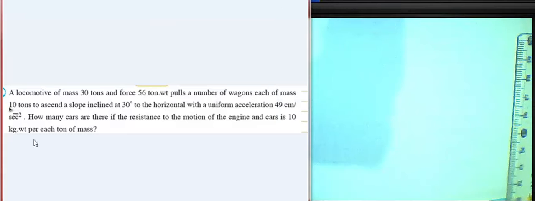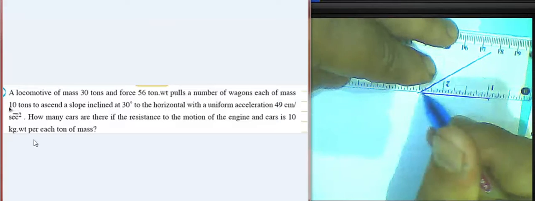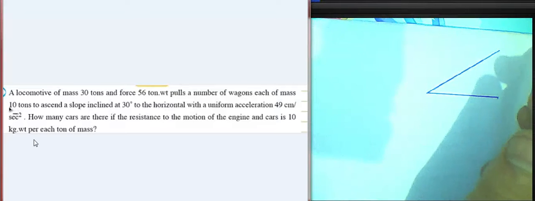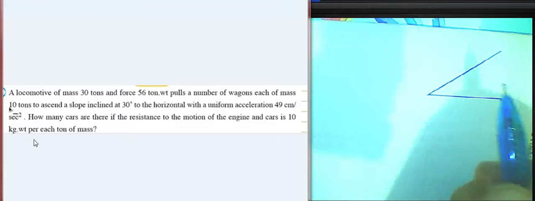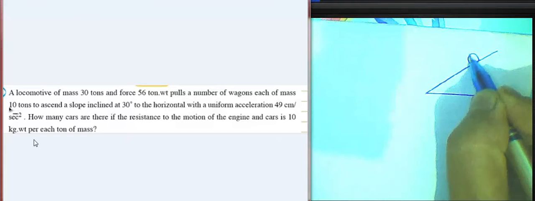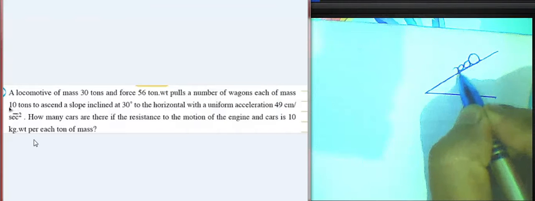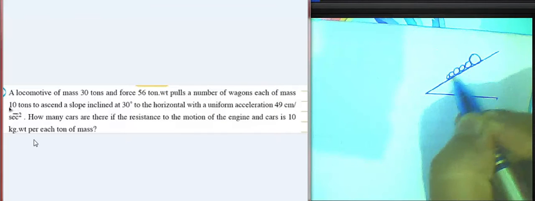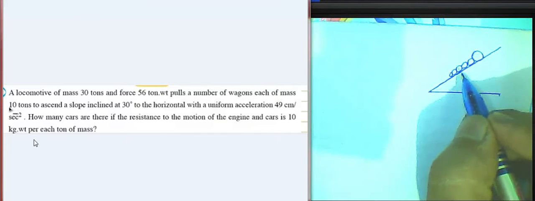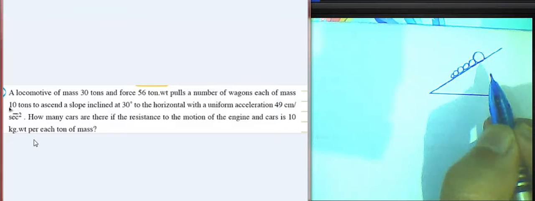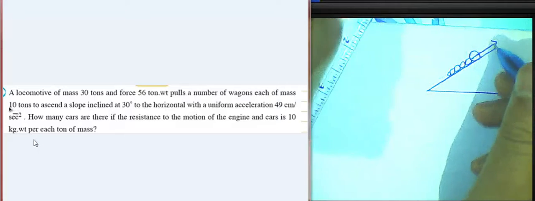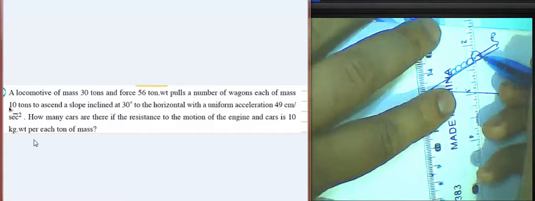We have a locomotive here. We can draw it here to understand. First, we will let the number of wagons be x, and here this locomotive pulls a lot of cars. Let the number of wagons be x, and the force here, and the weight here.